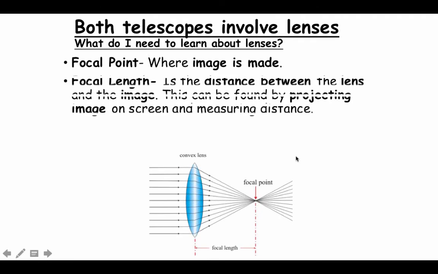And then what to learn about lenses. Again, you often get little diagrams which ask you to label the focal length. Remember, the focal length is the distance from the lens to the focal point. And this is crucial here. How can you find the focal length? Is by making an image on a screen and then measuring the distance.